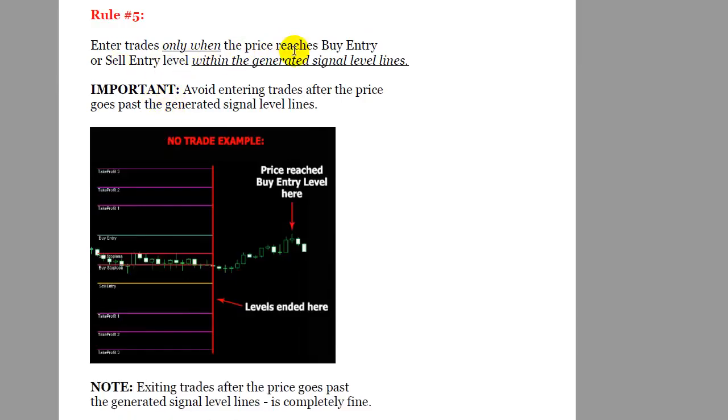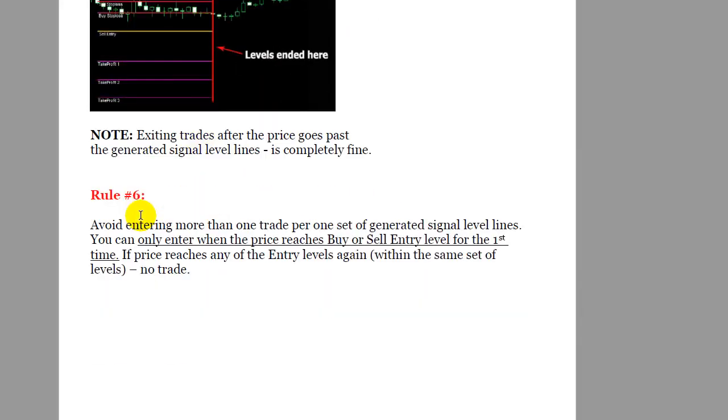Enter trades only when the price reaches the buy entry or the sell entry level. This is a little bit different than normal Fibonacci. With normal Fibonacci, we're trading pullbacks. This is a little bit different.